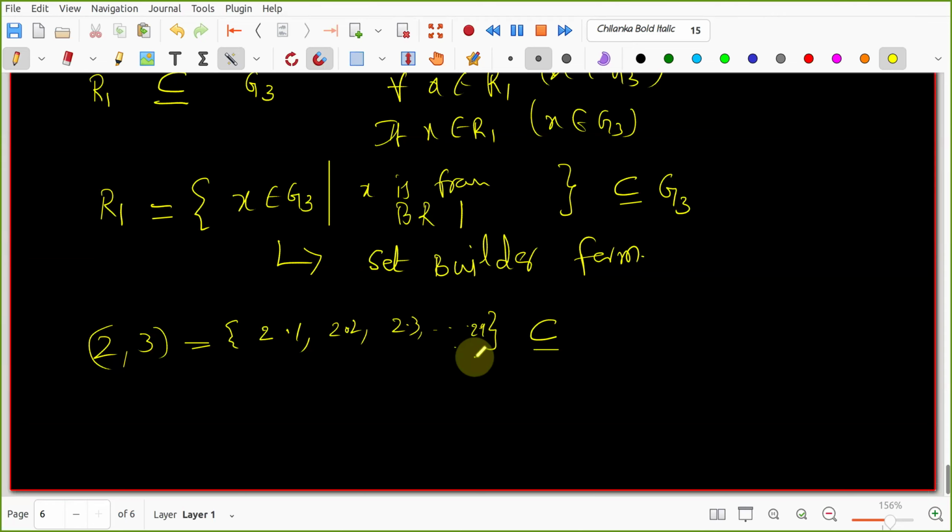Sir, there can be more numbers in between 2.1 and 2. Is it possible to write all of them like this, comma, comma? No, sir. You understand? It is not possible, right? So you cannot write it like that.